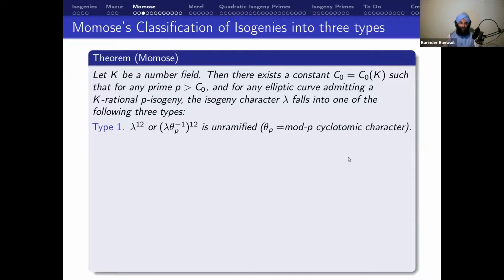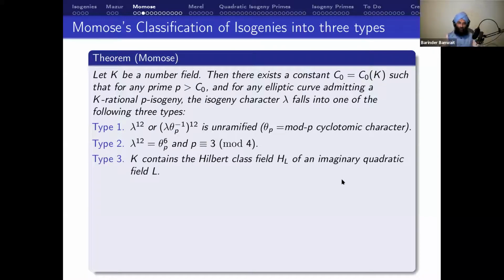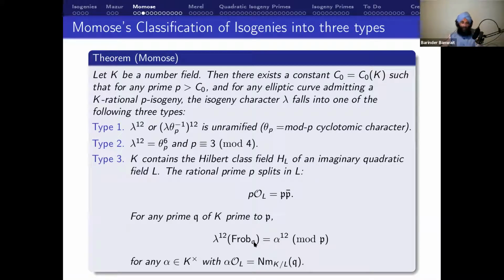Type 1 is that the 12th power of lambda is either trivial or the 12th power of the mod p cyclotomic character, up to an unramified character. Or type 2 is that the 12th power of lambda is the 6th power of the mod p cyclotomic character, but this can only happen if p is 3 mod 4. Or type 3, in which case K must contain the Hilbert class field of an imaginary quadratic field, and p must split in that imaginary quadratic field. So this is looking immediately like these are coming from CM isogenies. And then there is an explicit expression for how Frobenius elements act under lambda to the 12th. Anyway, so these are the three kinds of isogenies.